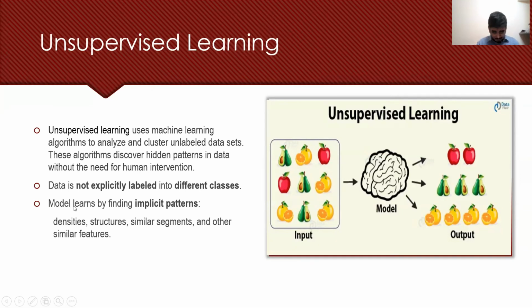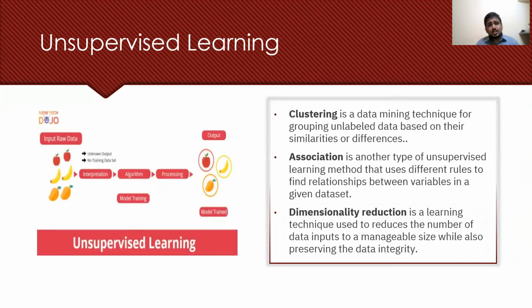The model learns by finding implicit patterns like density, structure, similar segments, or other similar features, and uses them to give cluster IDs, or uses them for clustering. So unsupervised learning is mainly used for clustering, association, and dimensionality reduction. Clustering, I told you, is the type of data mining technique for grouping unlabeled data based on their similarities or differences. Association is another type of unsupervised learning method. It uses different rules to find relationships between variables in a given data set.